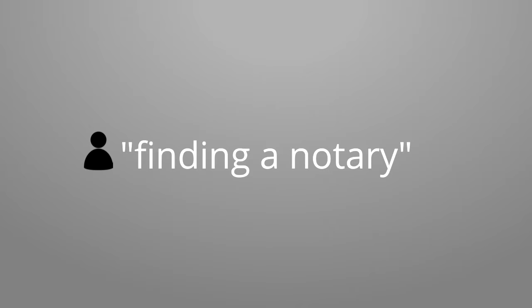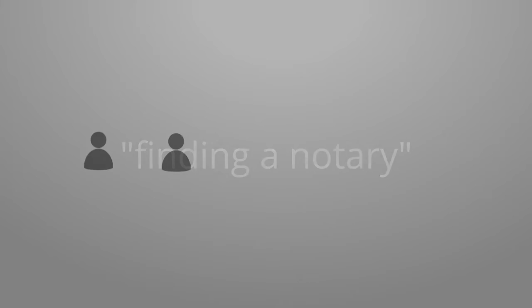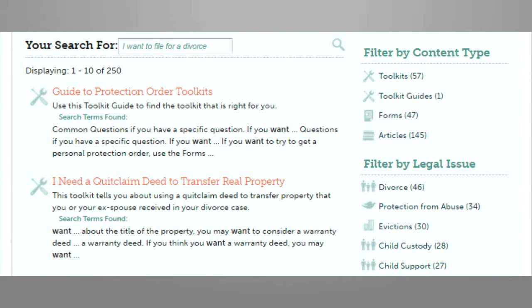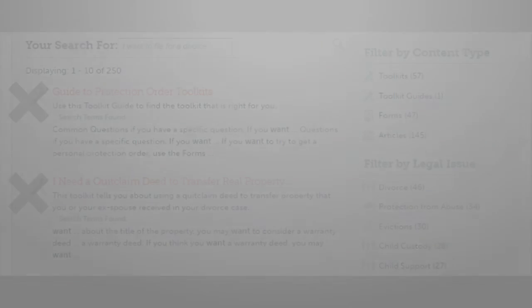From our usability tests, it was revealed that users tend to search using phrases. However, MLH's current search algorithm only accounts for disjointed keywords. MLH's search should support natural language. That way, when a user searches for "I want to file for divorce," their first result will be "filing for divorce," not "guide to protection order toolkits" and "I need a quitclaim deed to transfer real property."